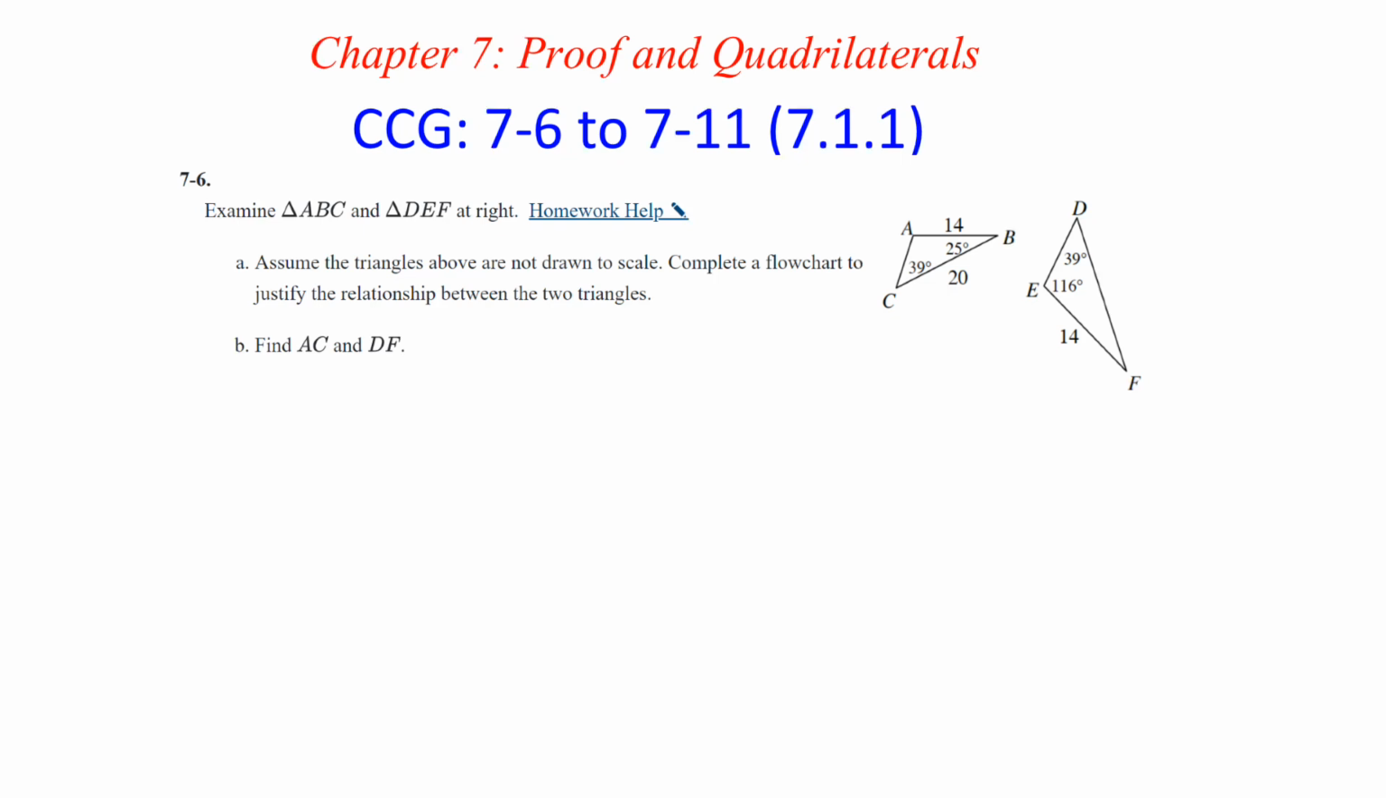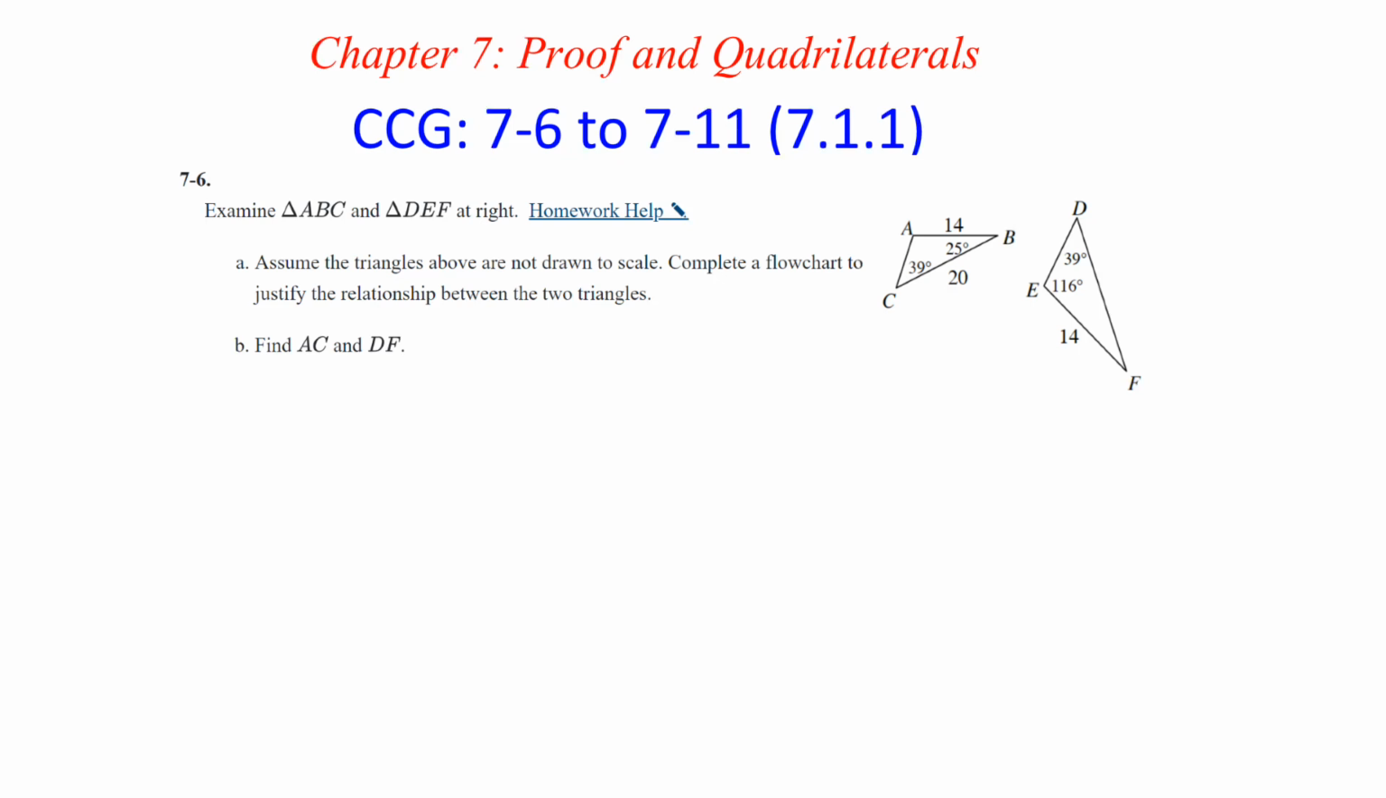7.1.1, Question 6. Examine triangle ABC and triangle DEF at the right. Assuming the triangles are not drawn to scale, complete a flowchart to justify the relationship between the two triangles. So let's take a look at the two triangles and see what information we have.